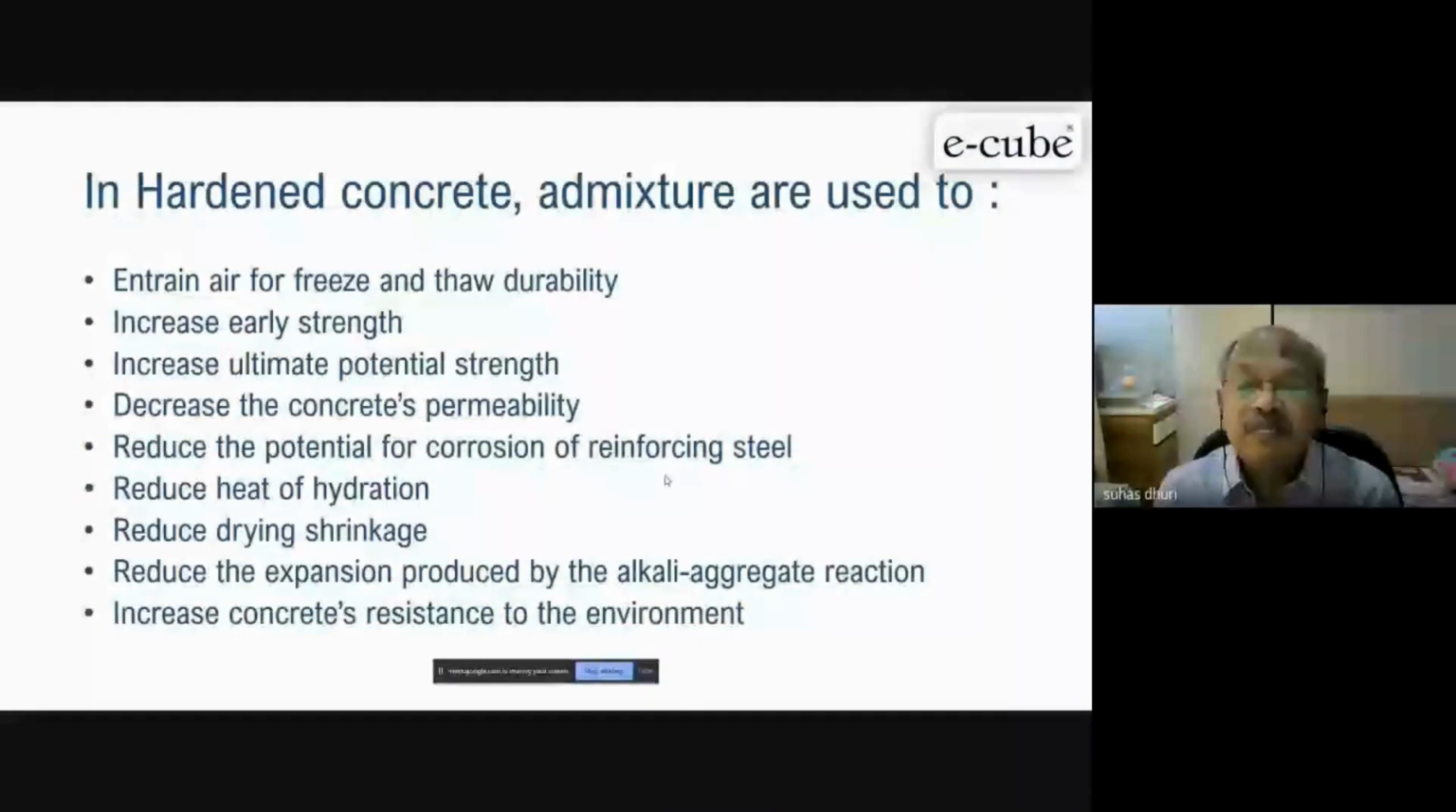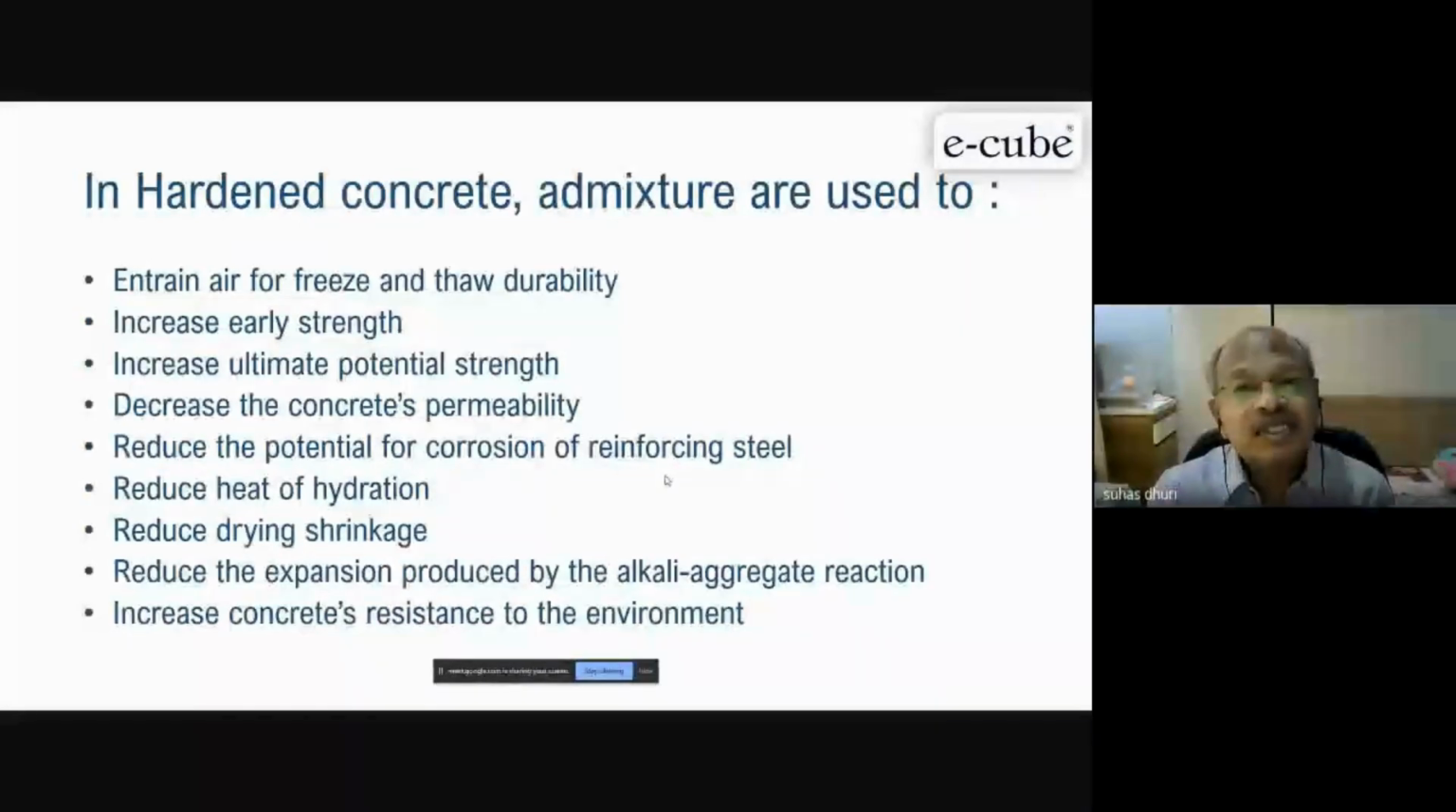Decrease the concrete permeability, which is indirectly connected to your durability. When we talk about hardened properties, we'll discuss in detail. Reduce potential of corrosion of reinforcing steel, because concrete becomes impermeable, so pollutants will not enter, will not attack the reinforcement, and it will have better life of the structure. We can increase the life of the structure. We already discussed reducing heat of hydration. Now, reduce the drying shrinkage.